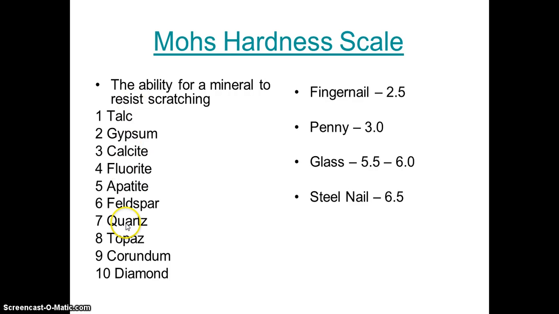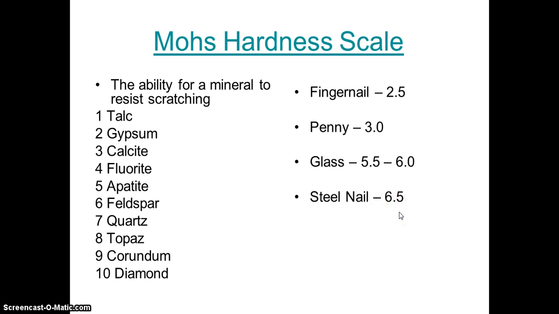Okay? You do not ever need to memorize the names of these, but you do need to know how to use a hardness scale. And Mohs hardness scale is just named after a scientist. Mohs was his last name. So if a fingernail can scratch the mineral, then it's about a 2.5. If a mineral can scratch a penny, then it's about a 3, or harder than a 3. If a mineral can scratch glass, that means it's harder than a 5.5 or 6. And if a mineral can scratch a steel, that means it's harder than 6.5.